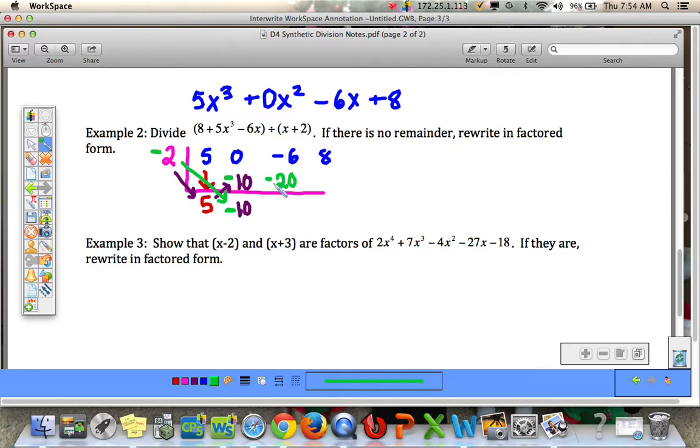This will be a negative, will this be a negative? This will be a positive 20, positive 20. So this should be a 14. We're going to multiply, and we'll get negative 28 here. So this will be a negative 20.